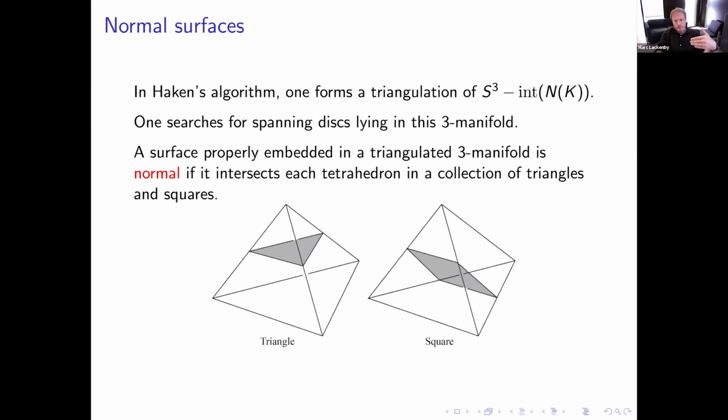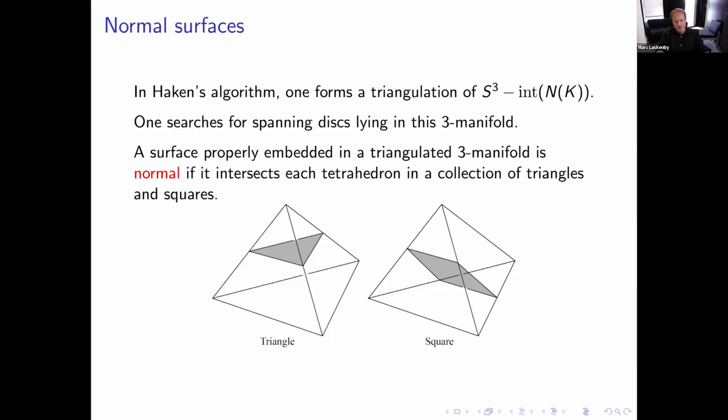It turns out that it's sufficient to look at a special type of spanning disk, namely those that are normal. A surface properly embedded in a triangulated three-manifold is called normal if it intersects each tetrahedron in a collection of triangles, as shown, and squares. Normal surfaces had actually been introduced several decades before Haken's work by Kneser, and then they were taken up by Schubert, but Haken really developed the theory.